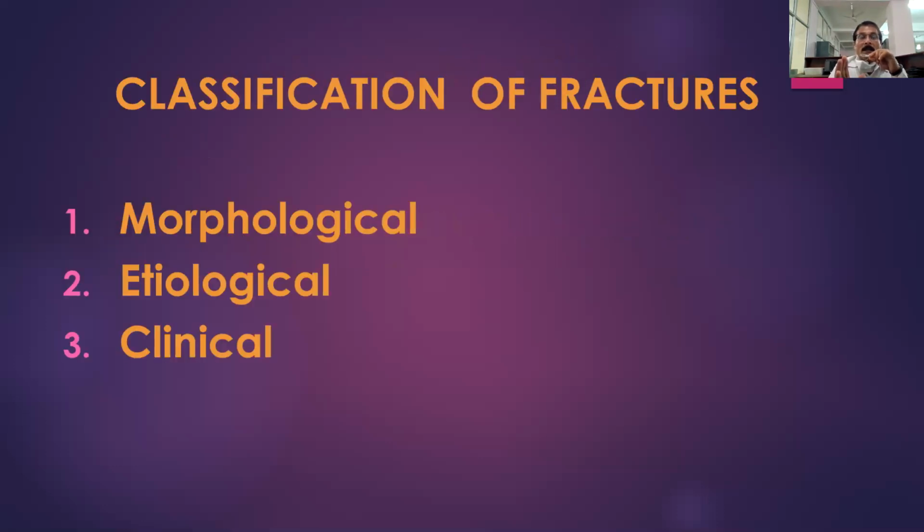Now there are certain classifications of fractures. We'll talk about the classification of fracture today. First thing, the definition. This is clear. Then how do you classify? We can classify the fracture on the basis of the morphology, on the basis of the etiology, on the basis of the clinical examination. So first, let us talk about the morphological classification, meaning how the fracture is happening and what the fracture morphology is.